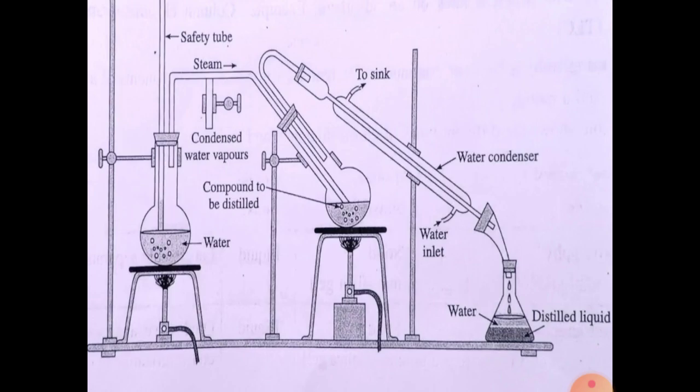In the diagram, it has been clearly shown that water is taken in a container and vaporized along with organic components. Then it is collected in another flask called the compound to be distilled, and then the distilled liquid is collected in a container. This is a diagram used for steam distillation. Mostly it is used for organic compounds which are heat sensitive and volatile.